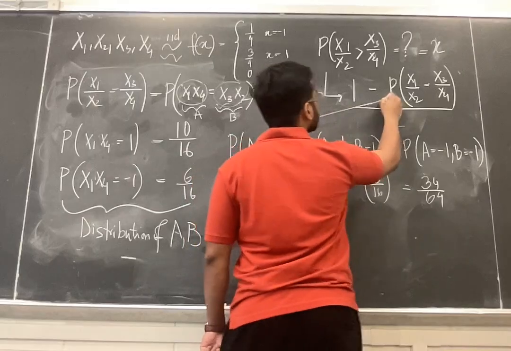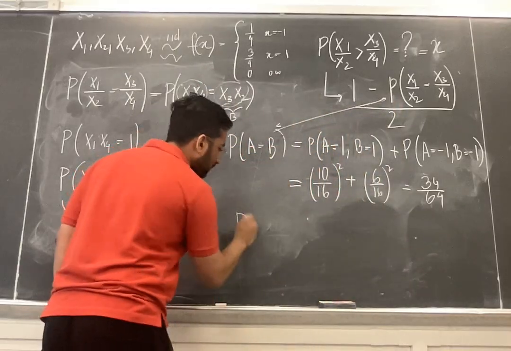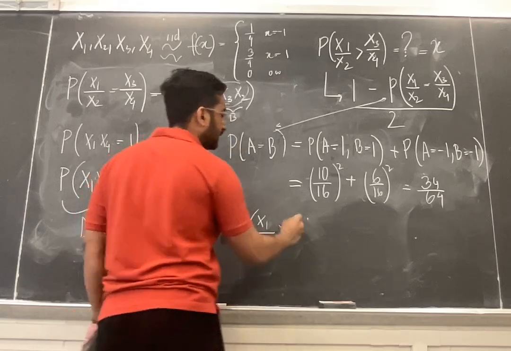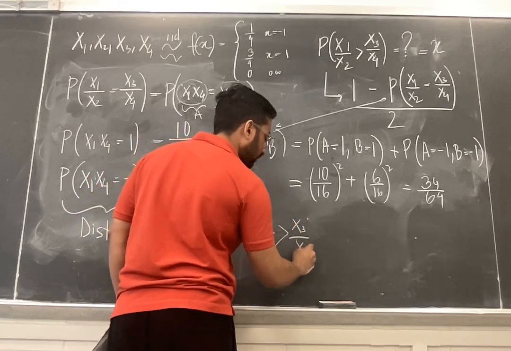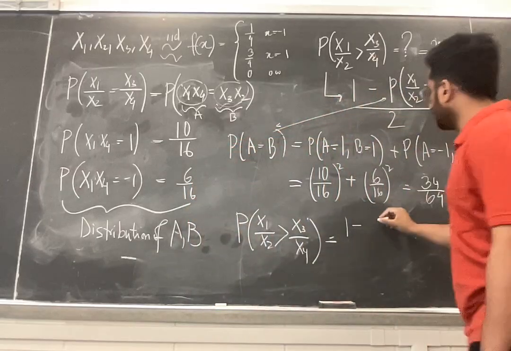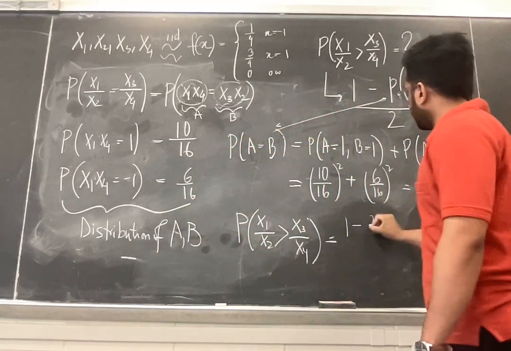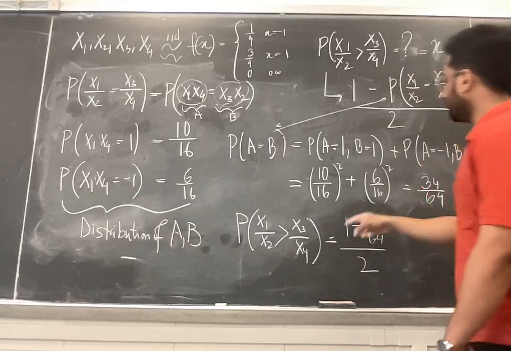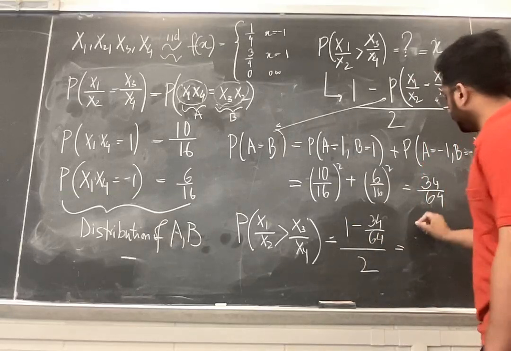This one is this. So therefore the probability of x1 by x2 greater than x3 by x4 is nothing but 1 minus this 34 by 64, divided by 2. So it will be 30 by 64 divided by 2, which is 15 by 64.